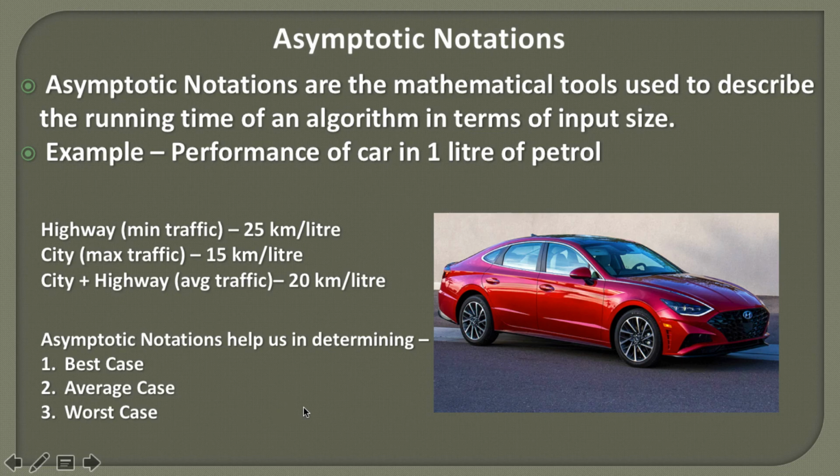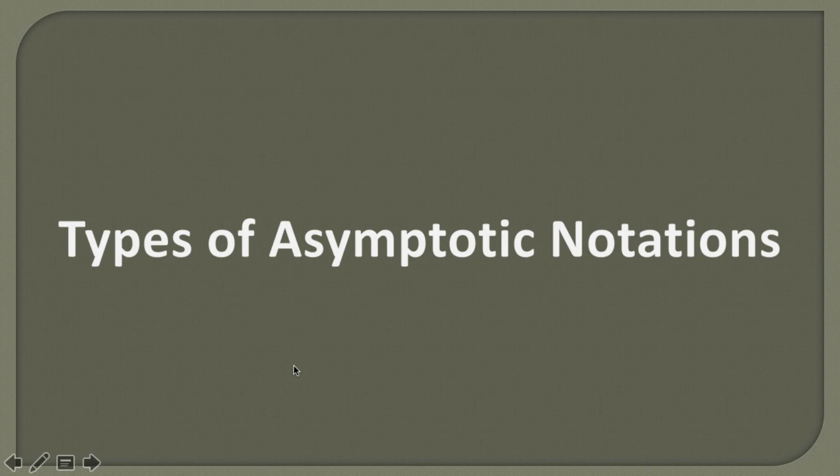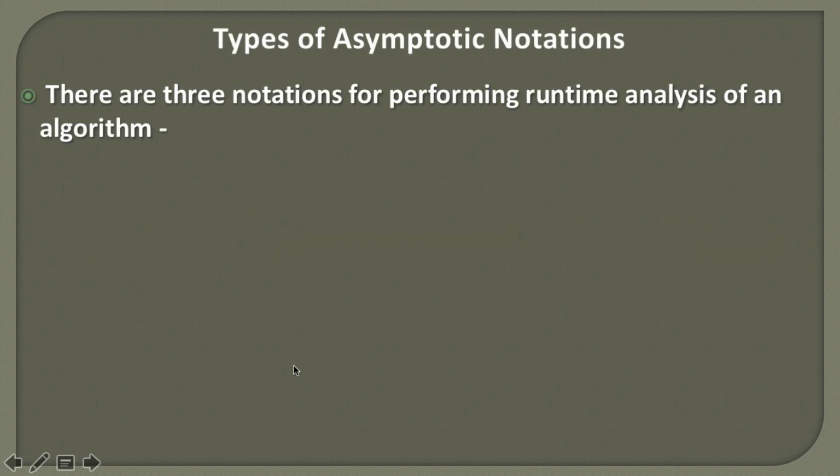We also saw an example of a car, and how the performance of a car on 1 liter of petrol differs in different situations. A similar analogy applies to algorithms, where we determine the best case, average case, and the worst case. There are types of asymptotic notations which determine these three cases. Here you can see that there are three notations for performing the running time analysis of an algorithm.